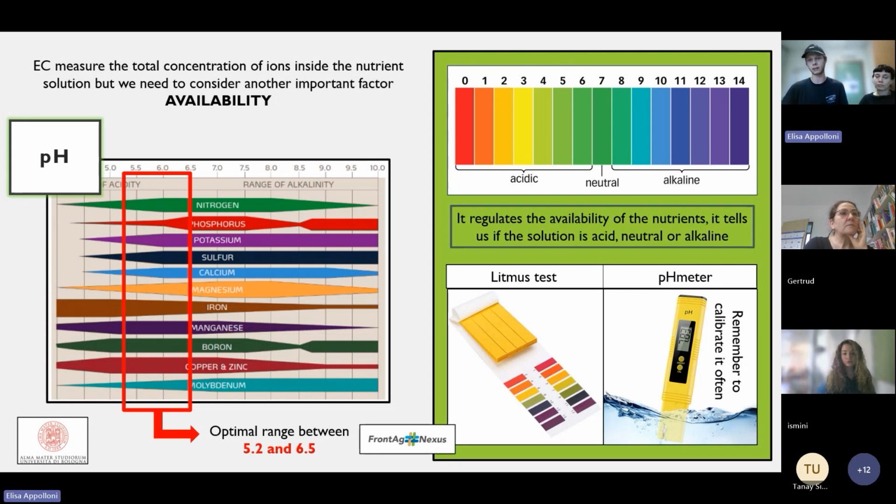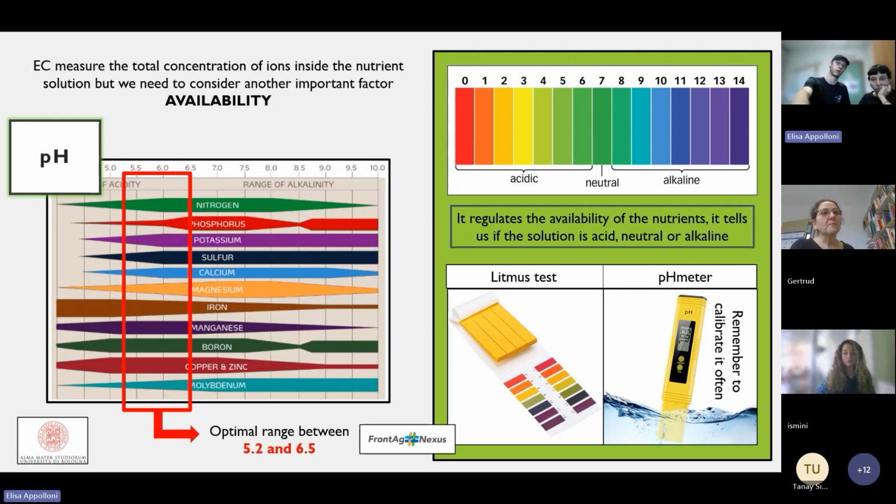Actually, the litmus test is not very suggested, because it's not precise, and also you have to continue to buy it. Meanwhile, the pH meter, you buy it once and then you have only to calibrate it. You need to remember to calibrate it very often, more often than the EC meter, because it's very delicate. And it's very important also to always remember to close the cap of the pH meter.